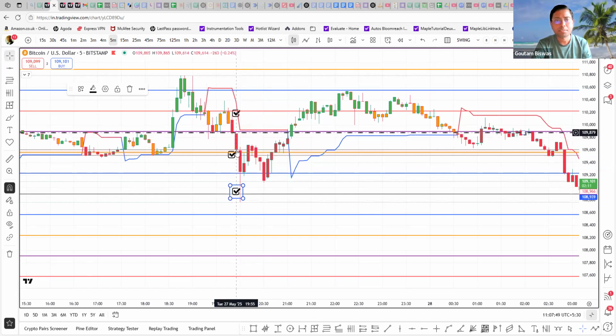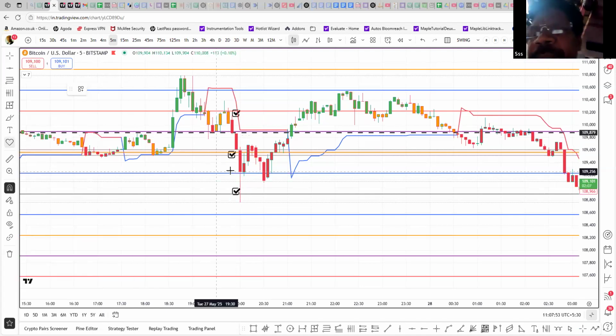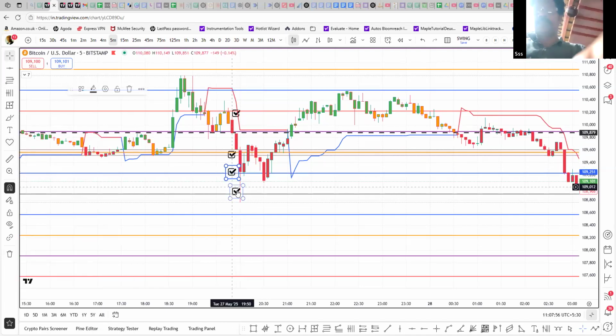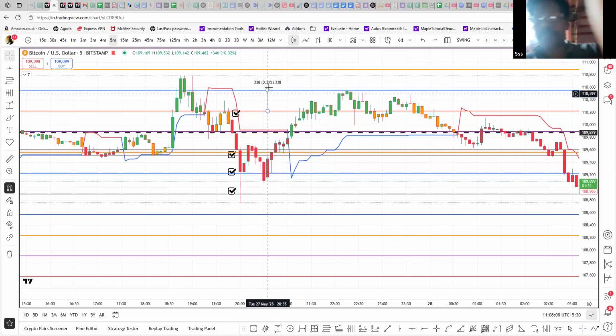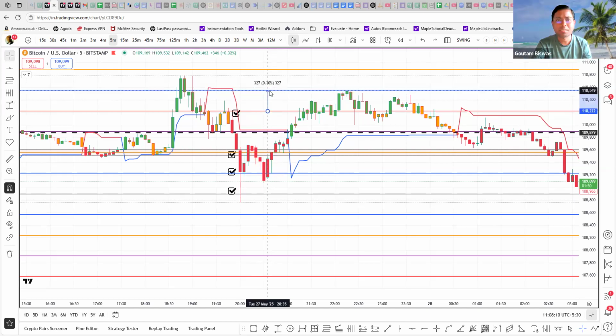You entered at this level, this is your target one, this is your target two, and this is your target three. And you asked how many points. So one GAN level, this is your risk and reward unit. So it's around 0.3%, around 330, 340 points, you can say.